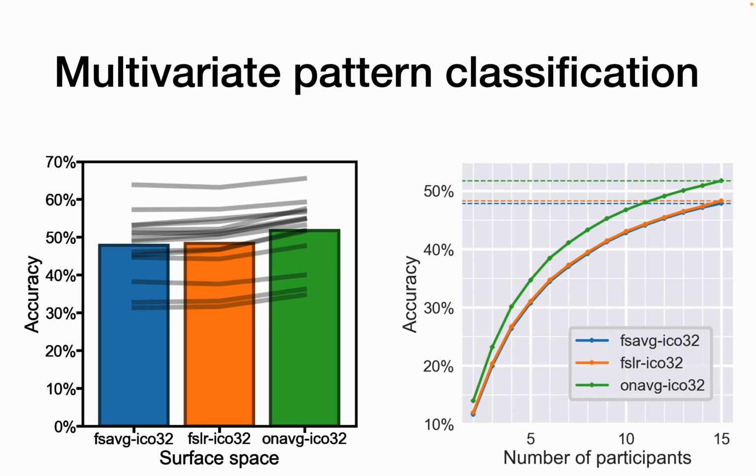In this case, it's a between subject classification, and the amount of data is the number of subjects. Interestingly, for the accuracy that you can get with 15 subjects and other surface templates, you can get the same accuracy with the unaveraged surface template and 11 subjects.